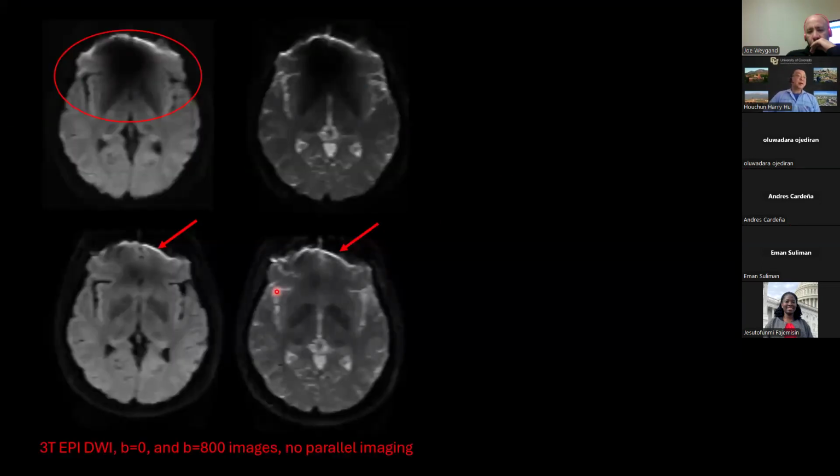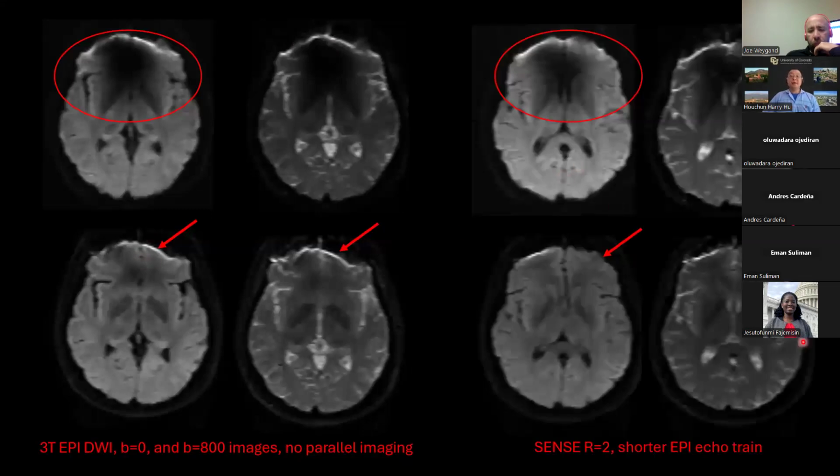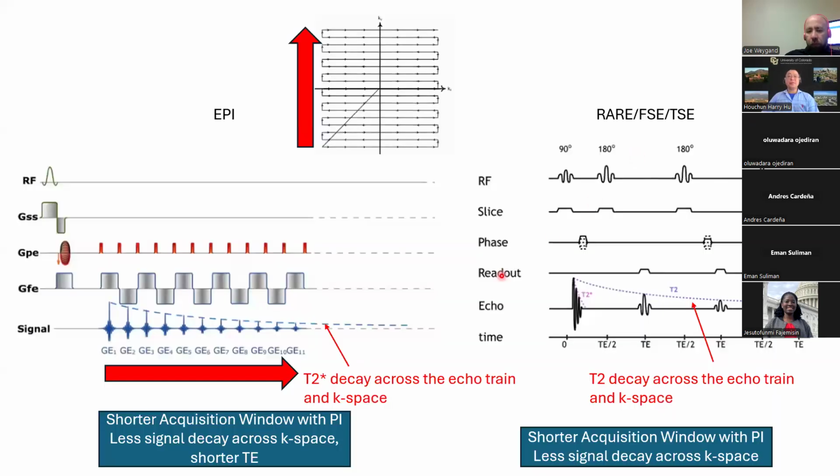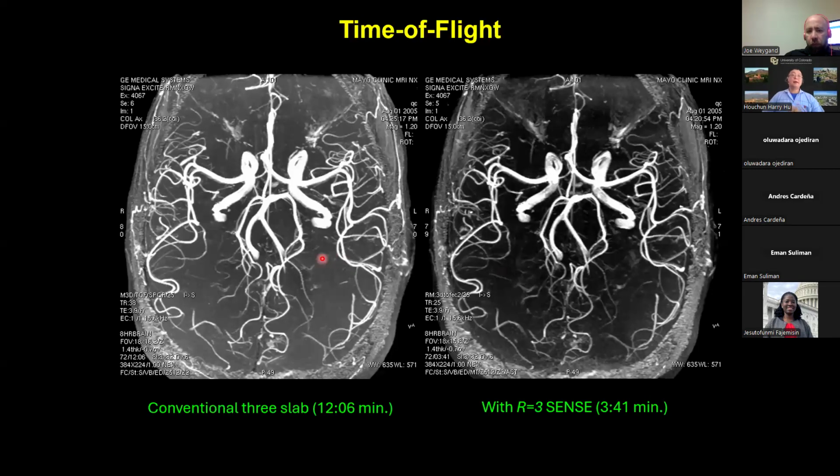This is EPI distortion, and you can see that this is an EPI scan for diffusion, and you can see the typical distortion in the frontal lobe of the brain. And because with sense or grappa, the echo train length is much shorter, you don't have as much distortion or susceptibility. You don't completely get rid of it, but because you're spending less time in K-space acquiring data, you can minimize these artifacts.